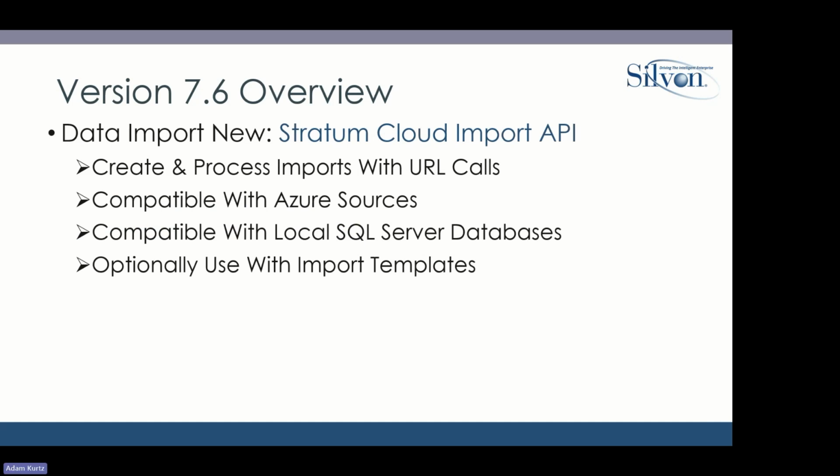And then also there's a Stratum Cloud Import API. You can create and process imports with URL calls, compatible with Azure sources and local SQL Server databases, and you can optionally use these with import templates as well. So this is way more advanced than what I've seen our customers use, using Stratum API calls to get the data into Stratum, but it's something that is available.